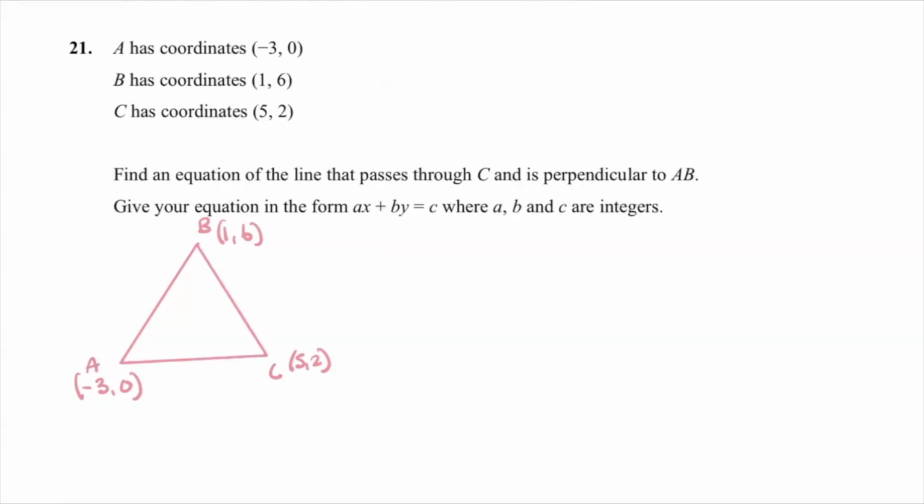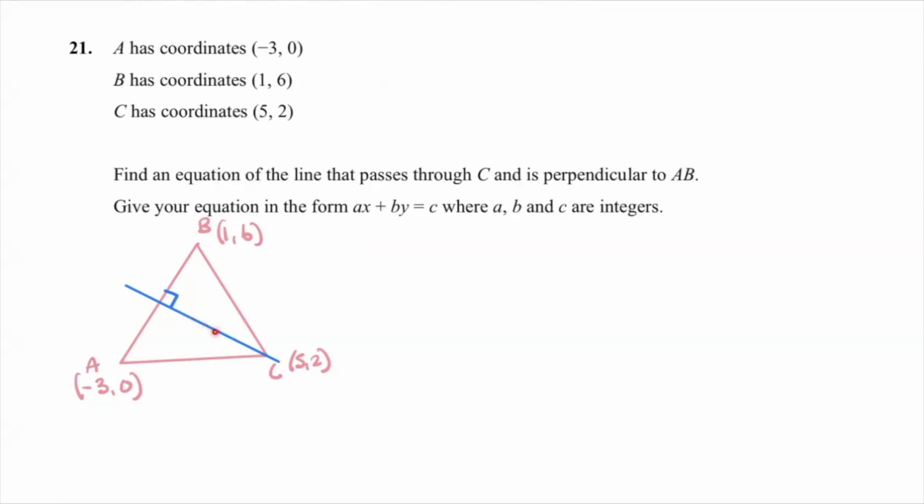But ultimately, they are interested in me finding the equation of the line passing through C and is perpendicular to AB. So we'll mark on that that is a right angle. It's a sketch. It doesn't have to be perfect, but it really helps me see what I've got available to me.